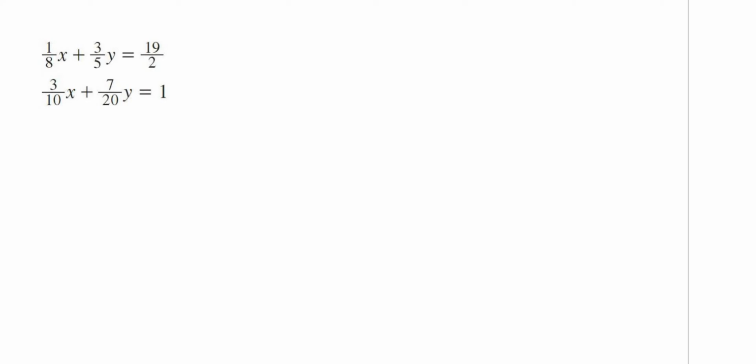Now, let's take a look at the first equation here. There's an 8, there's a 5, and there's a 2, right? So those are the numbers on the denominator, and what we want to do is find the least common multiple between 8, 5, and 2. If I look at 8, 5, and 2, I can tell that the least common multiple is going to be 40. All right, so 40 is going to be the least common multiple. And what that means is I'm going to multiply everything here by 40.